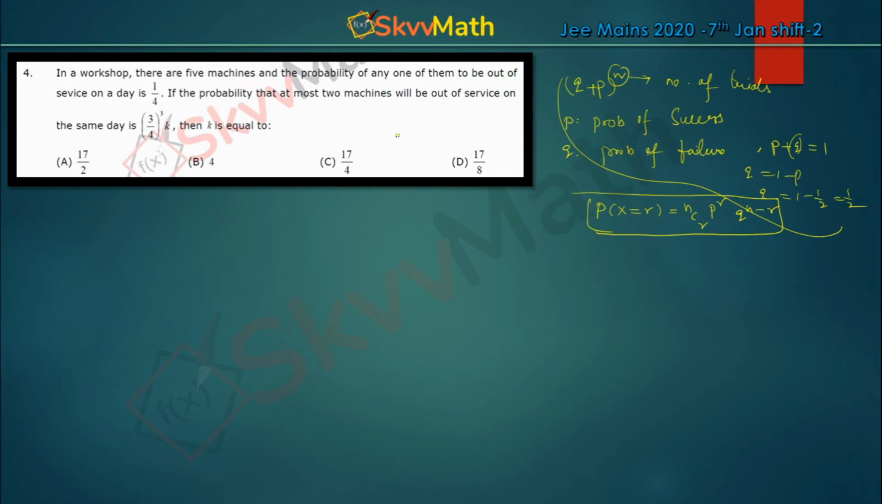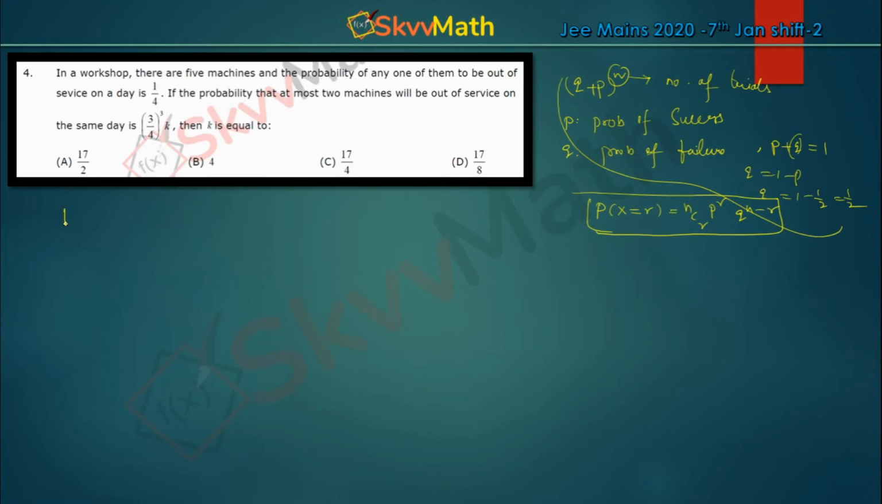Now what is the question here? The question is the probability that at most two machines will be out of service. So this out of service we will call a success. How the question is asked, in terms of what he is asking, that we will take as a success. He is asking in terms of the machine being out of service, so I'll take this out of service event as success, right?